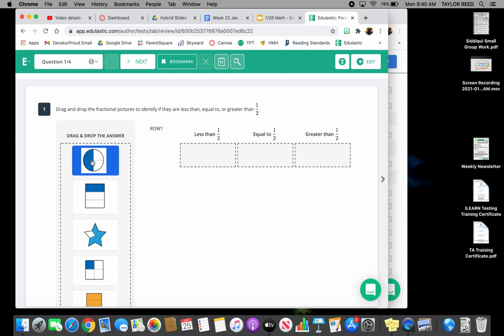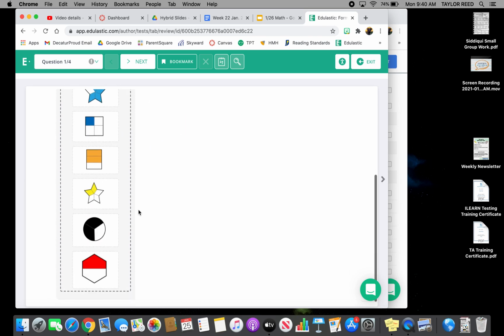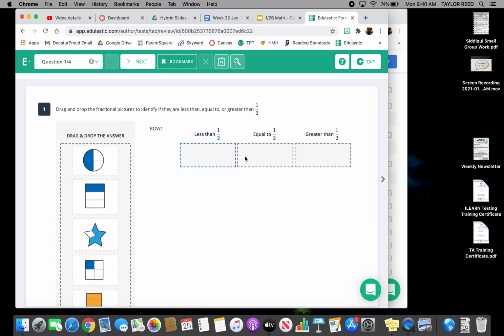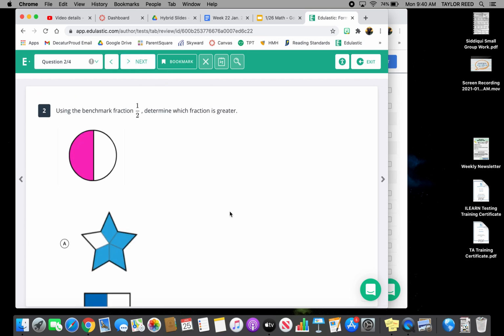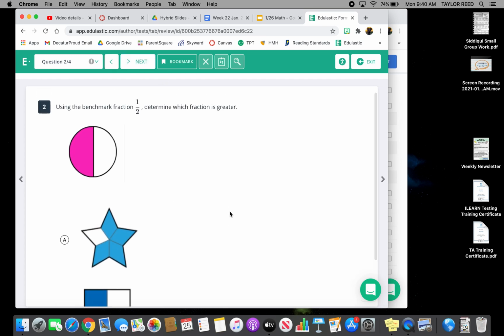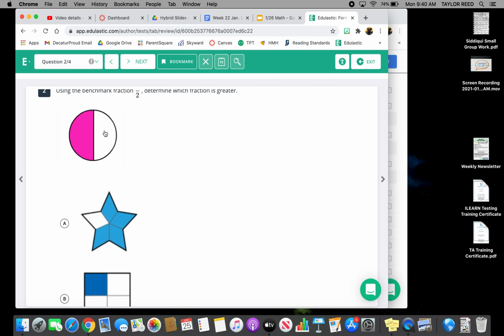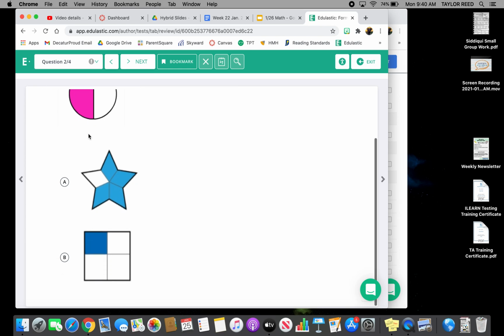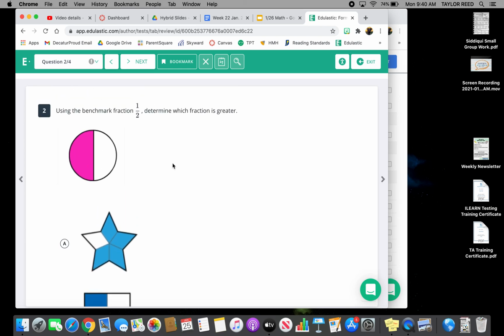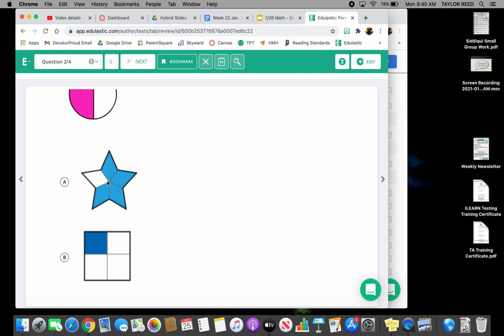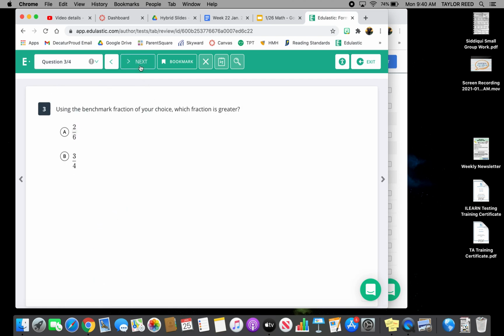So each of these pictures you're going to have to drag and drop. Is it less than 1/2 shaded, equal to 1/2, greater than? Okay, so all of these pictures need to go in one of these boxes. Number 2, using the benchmark fraction 1/2 to determine which fraction is greater. So here's what I'm comparing to, this circle. Which fraction is greater than 1/2? This star or this square? Which one is greater than 1/2?